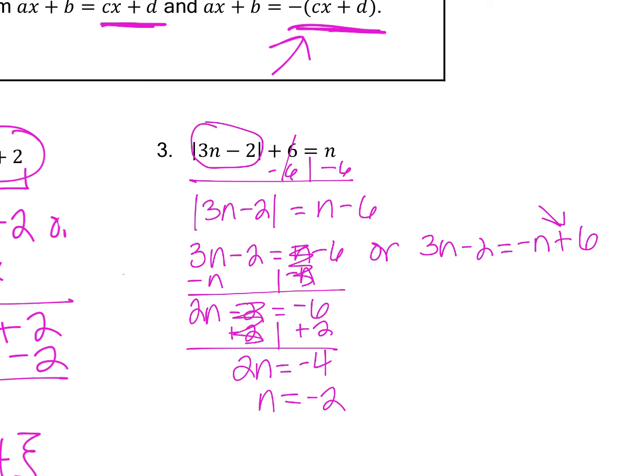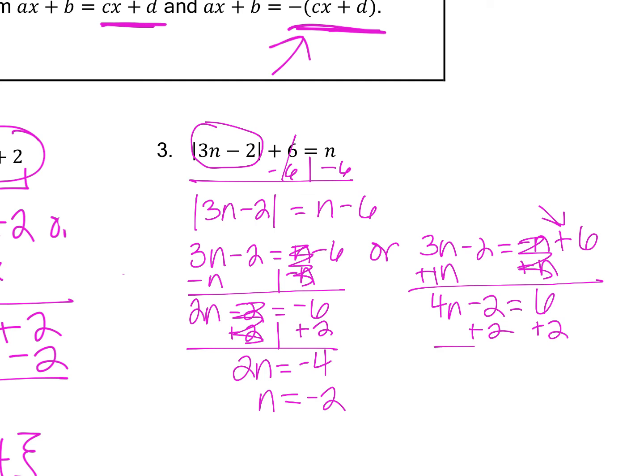Okay, so solving this other one, I'm going to add n. 3n plus n is 4n. Those are 1s in front. Add 2. 4n equals 8, so n will equal 2.